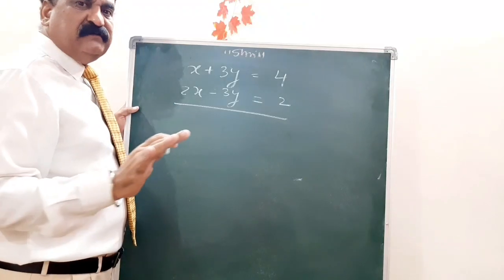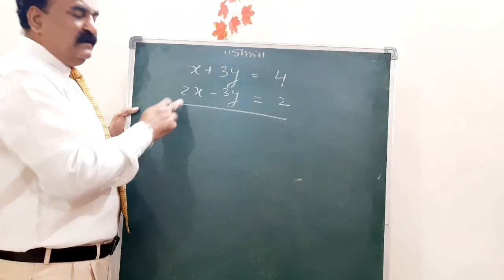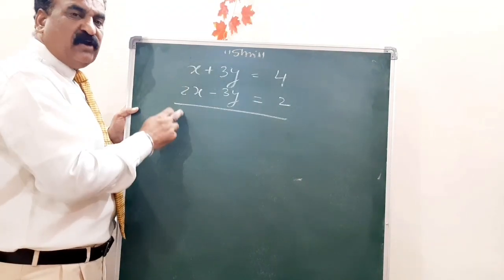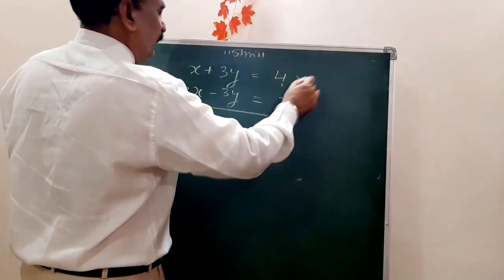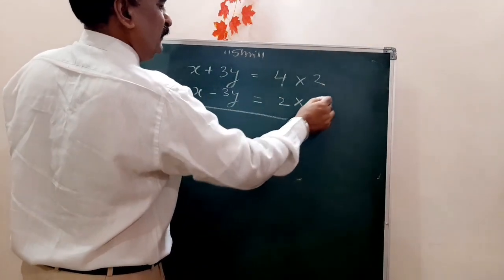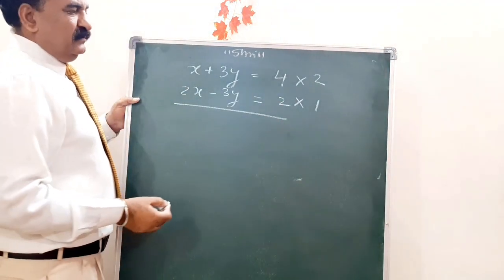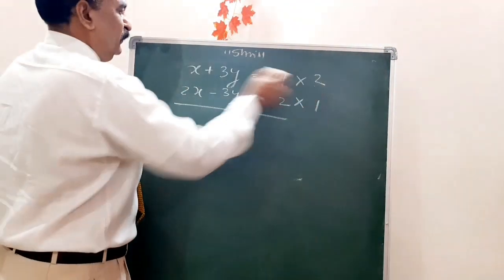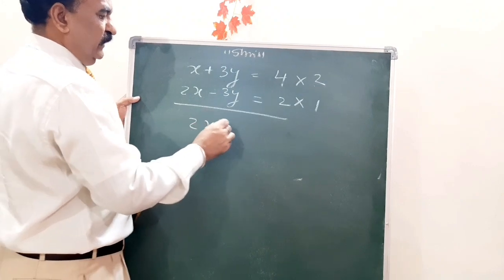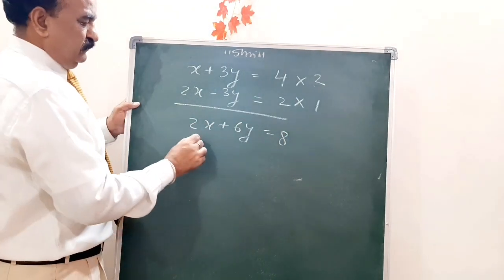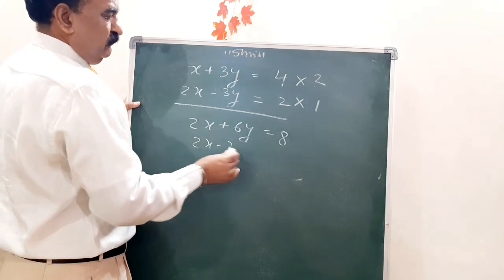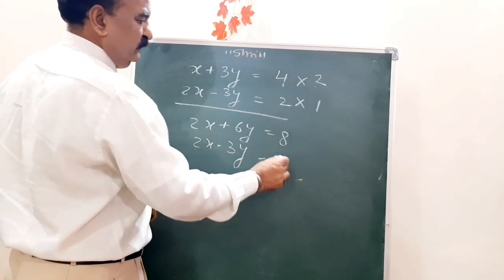Okay, it is easy to find if you cancel y on adding. But I don't want to cancel y. I want to cancel x. But the coefficients are not the same. So I can make them the same. See how? Here multiply by 2. Here multiply by 1. 2 into x, 2x plus 6y is equal to 8. And 2x minus 3y is equal to 2.